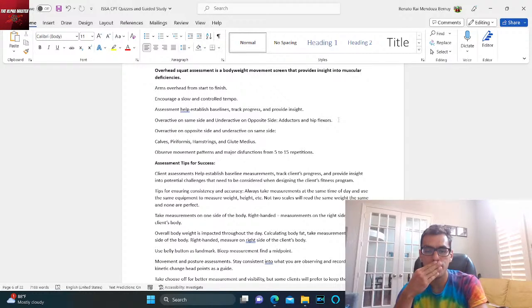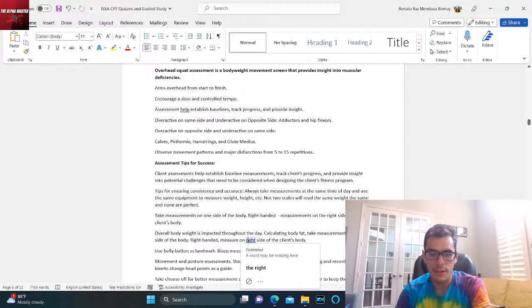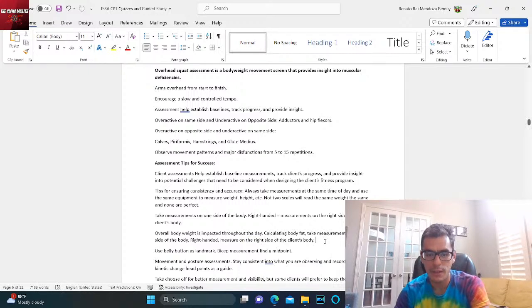Calculating body fat, take measurements on one side of the body, right-handed measurements on the right side of the client's body. Use the belly button as a landmark.